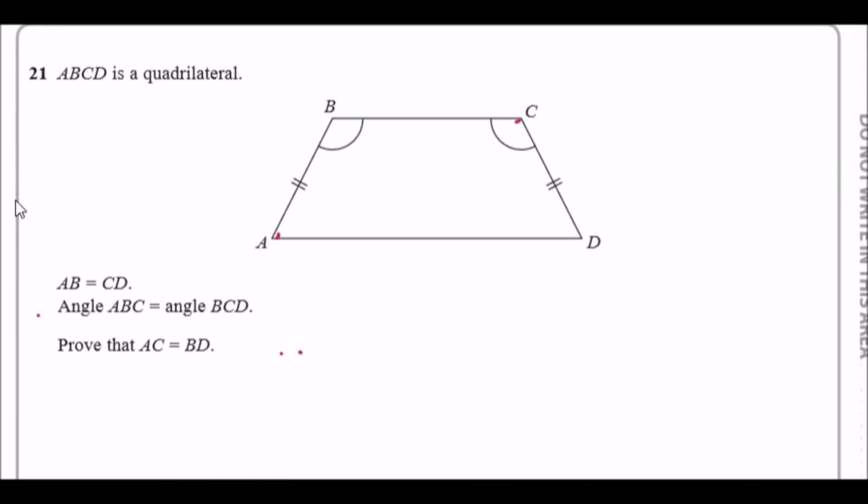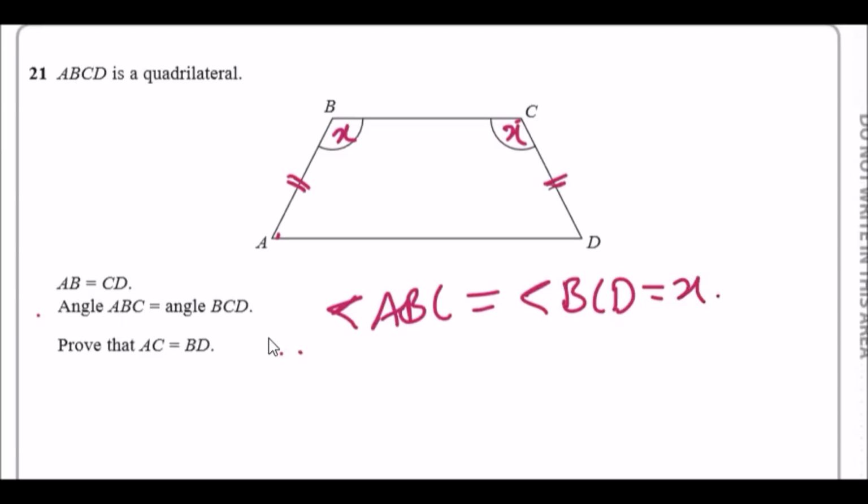Alrighty, question 21. ABCD is a quadrilateral. AB equals CD, so let's write this down. So AB, this length, equals CD. And angle ABC equals angle BCD. Let's give them both the same letter X. So these two are equal. Angle ABC is identical to angle BCD, and we can just call it X. Prove that AC equals BD.